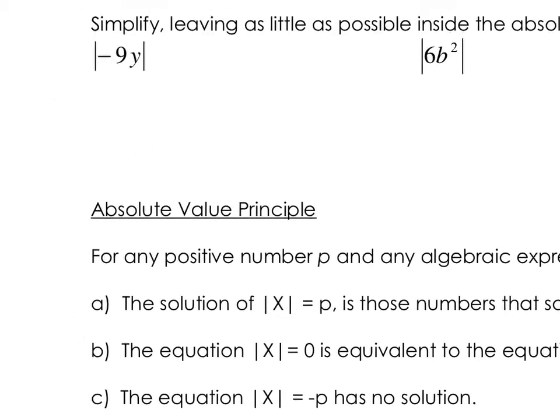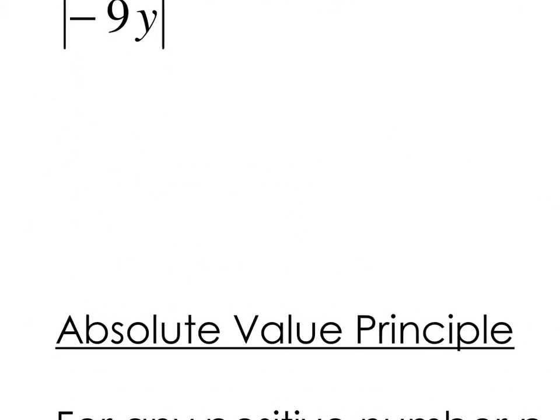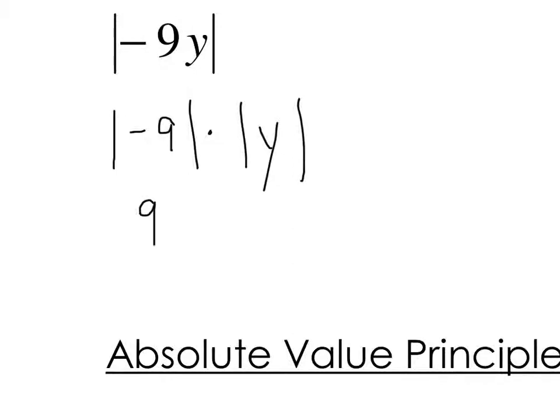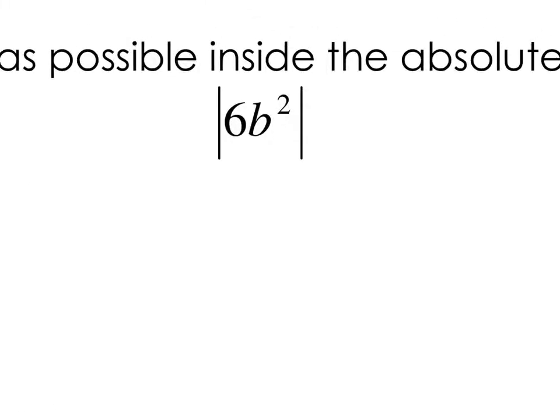So let's simplify these absolute value problems, leaving as little as possible in the absolute value. So this is the absolute value of a product. We want to take the absolute value of each factor. The absolute value of -9 is just 9. What is the absolute value of y? We don't know. It depends upon what y is. If y is positive, then it would be y. If y is negative, then it would be the opposite of y. So since we don't know, we have to leave it.